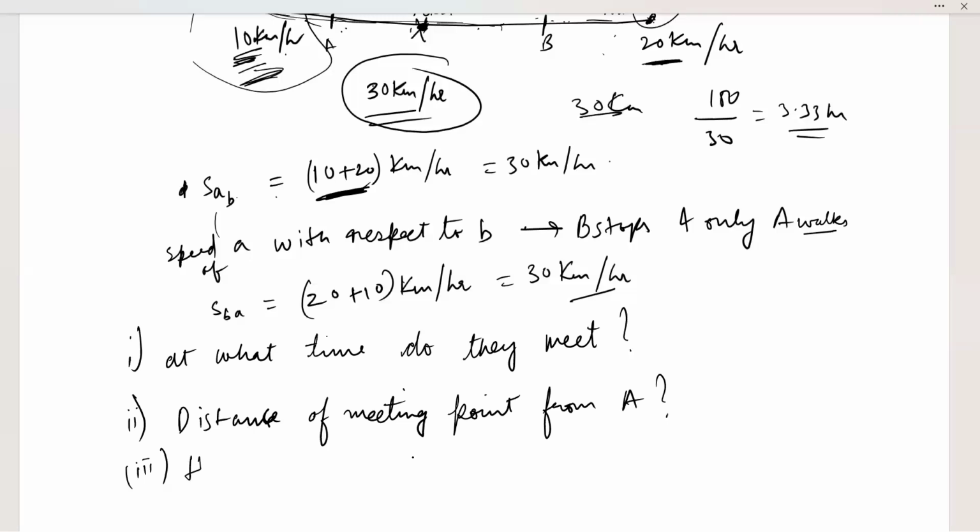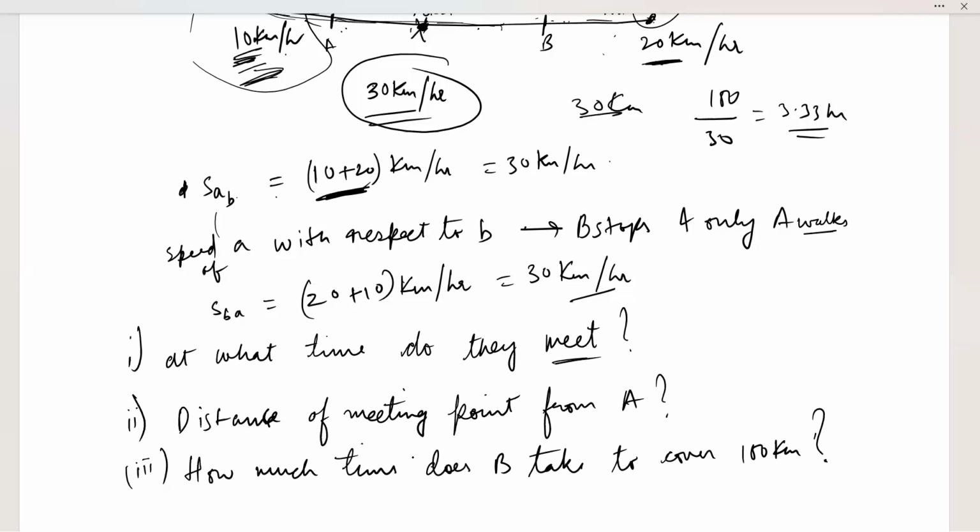Further, they may ask how much time does B take to cover 100 kilometers. These are a couple of questions that might get asked. Okay. Now, first question, at what time do they meet?